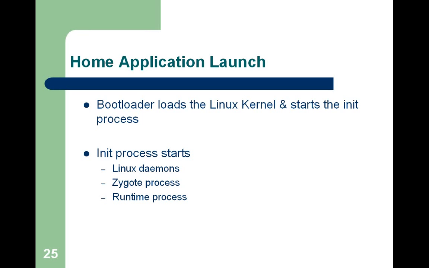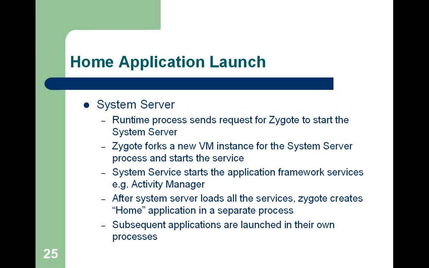So as we saw, the runtime process is started. Then the runtime process sends a request for Zygote to start the system server process. And since this is also a separate process, Zygote forks a new VM instance for the system server process and starts the service. The system server starts the application framework services, for example, activity manager.